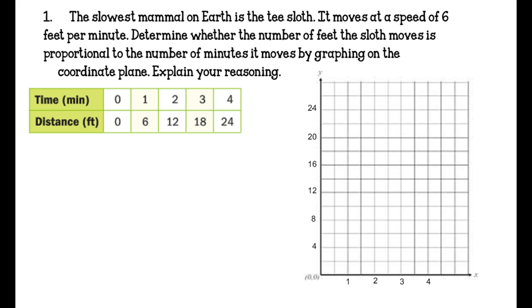So this is our x and this is our y. When we're given a table, typically our x is on top and our y is on bottom on the table. So we look at this right here as the point 0, 0. So we go and we graph them. And then this one is 1, 6. So we go to x is 1, y is 6, and we graph that point.